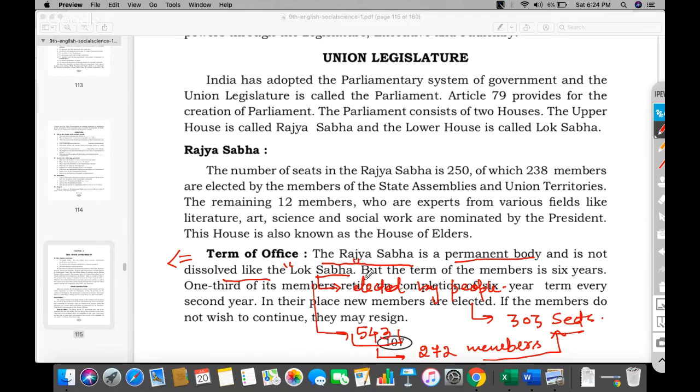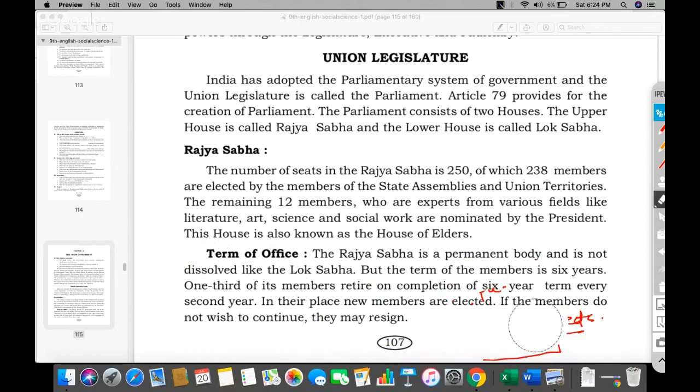So what about Rajya Sabha? Do we need to have a majority of the ruling party in Rajya Sabha? No. In fact, currently, if you look at the numbers, BJP or any particular party does not have a majority in Rajya Sabha. So what happens if they don't have a majority? Will it get dissolved? No, it does not get dissolved. It's a permanent house. It never gets dissolved like Lok Sabha. But how do we select members?